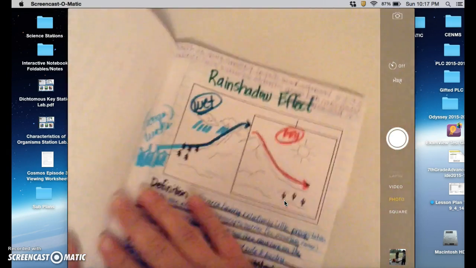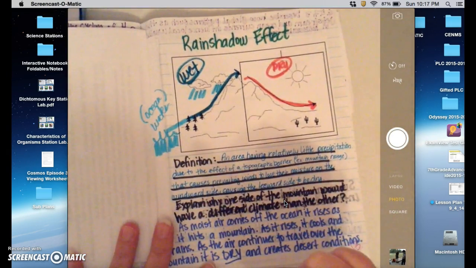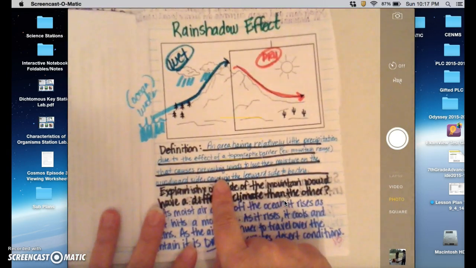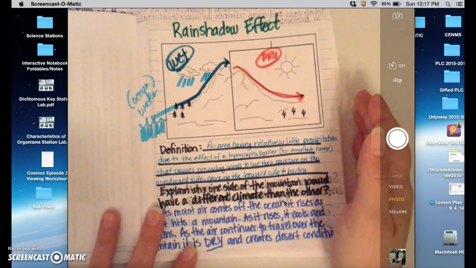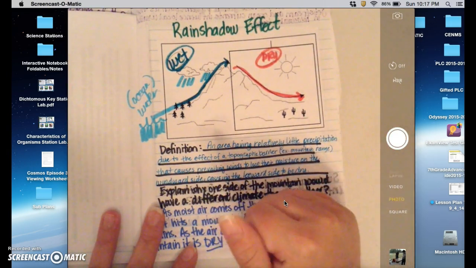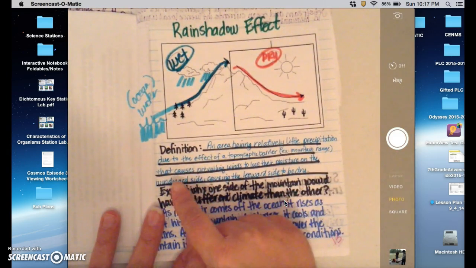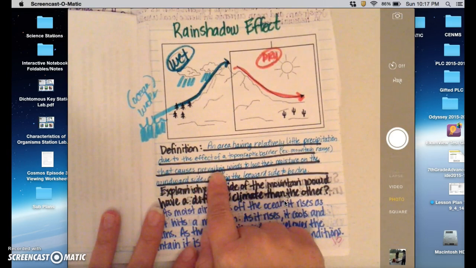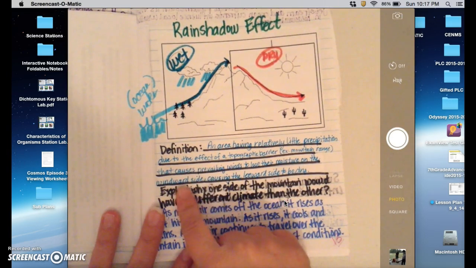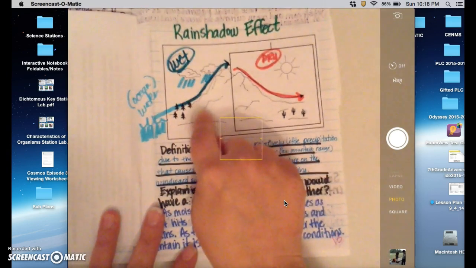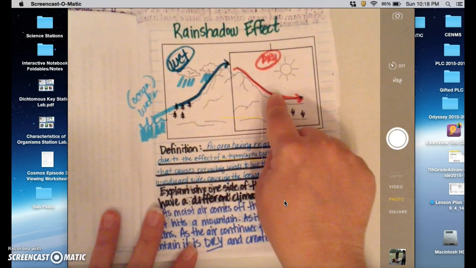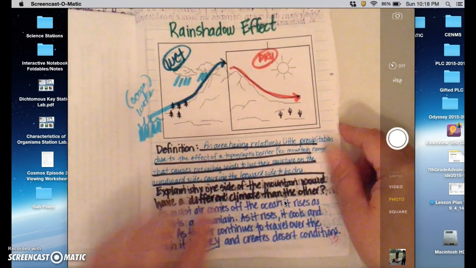Okay, the rain shadow effect we went over in class. The definition, I don't think I gave it to you, but here it is right here. It's an area having relatively little precipitation due to the effect of a topographic barrier. The example that we definitely gave was the mountain range, the Sierra Nevada, that's in Southern California, that causes prevailing winds to lose their moisture on the windward side, causing the leeward side to be dry. So in this case, this would be your windward side, this would be your leeward side. And we went over the summary in class together.